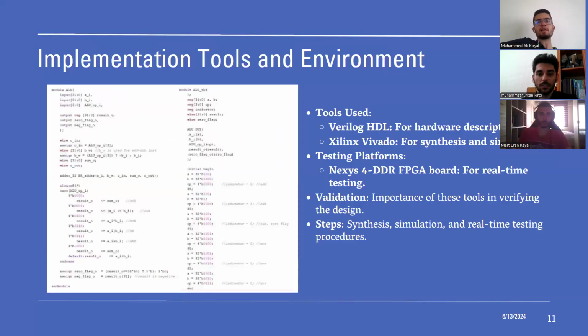We use the Xilinx Vivado tool for both synthesis and simulation, and Verilog HDL is used in the project.